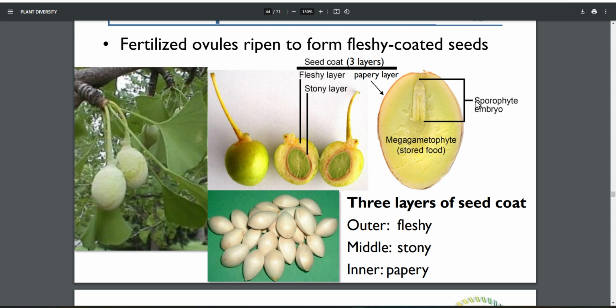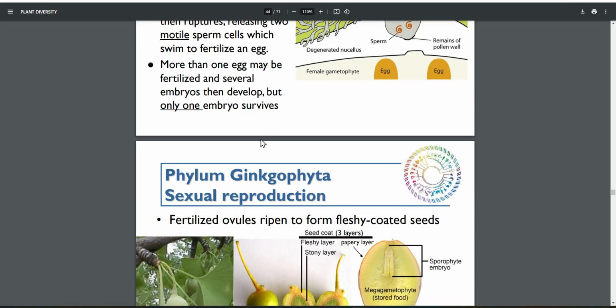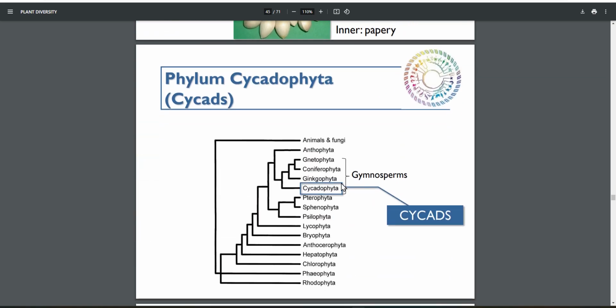Okay, so for the sporophyte, this is inside, or a cross section of the seed. You see the sporophyte embryo. This is diploid, 2N, and the megagametophyte will act as food storage, and this part is 1N, so it is haploid. Okay, that is it for ginkgo. Now we'll move on to cycads.